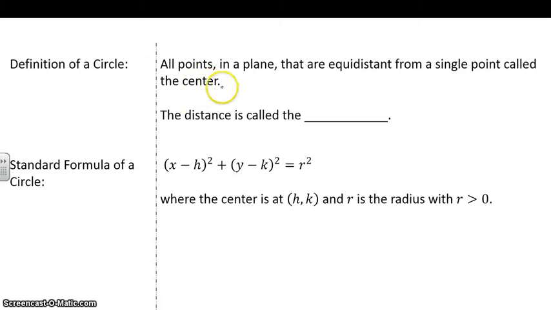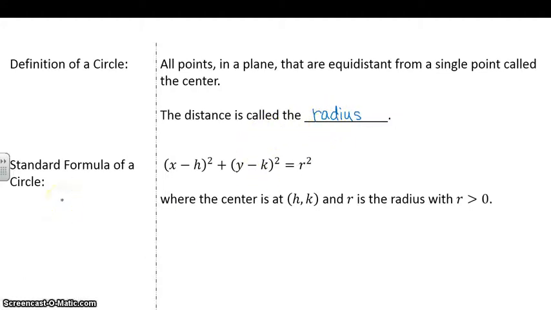Okay, so the definition of a circle: all points in a plane that are equidistant from a single point called the center. So that point is called the center, and the circle is made up of all the points that are equidistant from that single point. Now that distance, that they're all equidistant from the center, is called the radius. So the radius length is the distance.